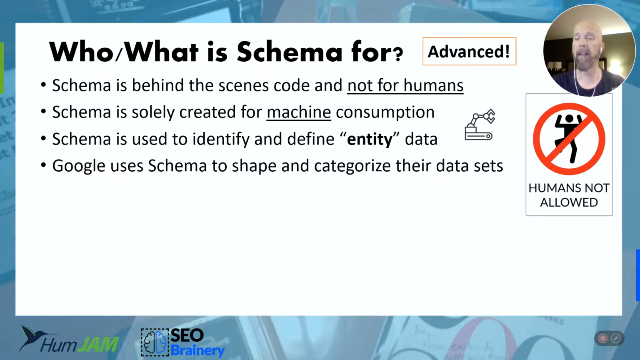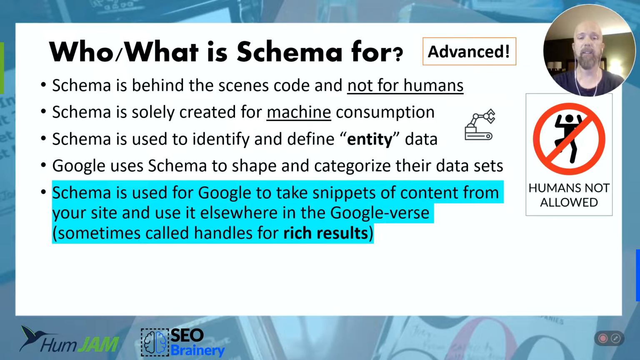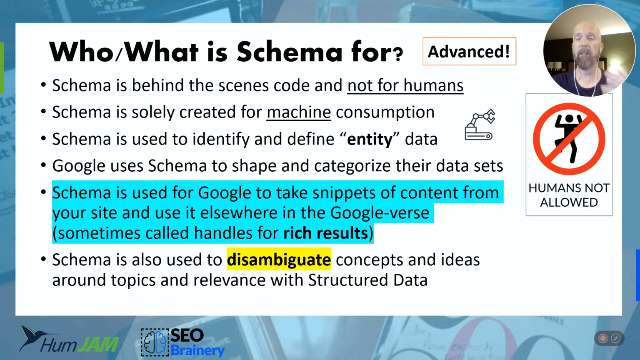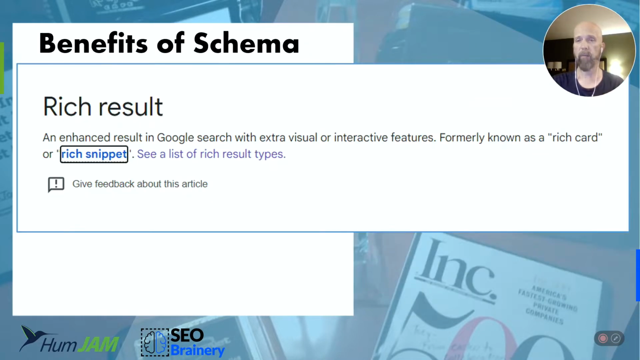It's to shape and categorize the data set. So it's to enrich it and make it more full, meaning have more characteristics over the data. And it's used to take that data that you're including on your web pages so that they can easily use it anywhere else that they want, say in the Googleverse, okay? And sometimes they call these little handles, and it's to deliver rich results in varying places across this Googleverse. And it's used to also disambiguate concepts and ideas, and we'll talk about that and relevance with that structured data.